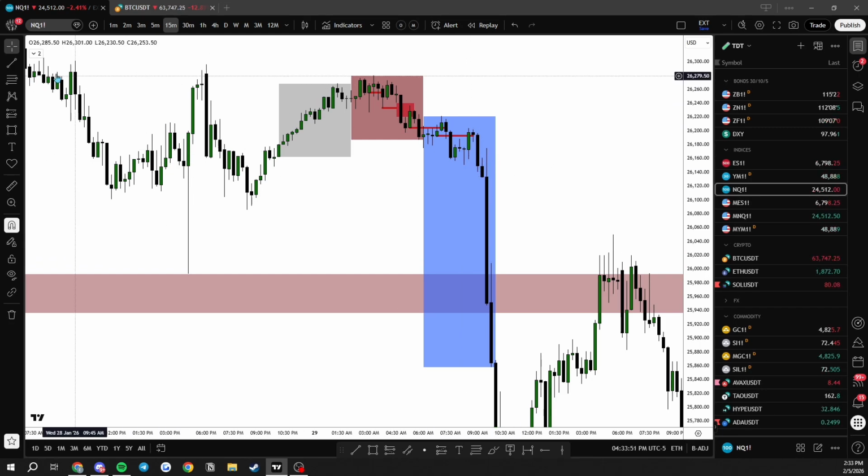right? And once again, market structure break, high probability fair value gap, retest, could have entered there. There is a multitude of entries that you guys could get in there.